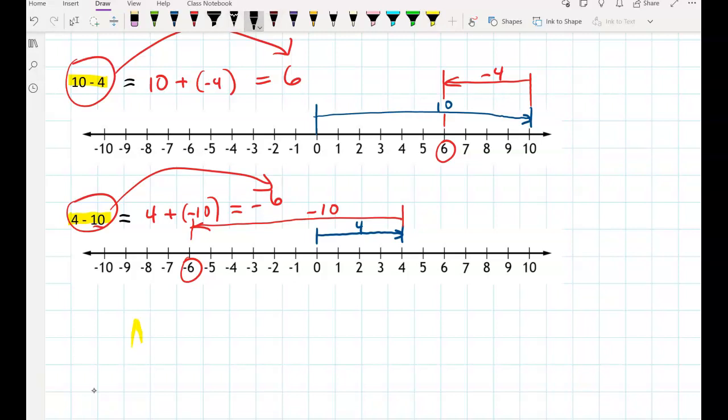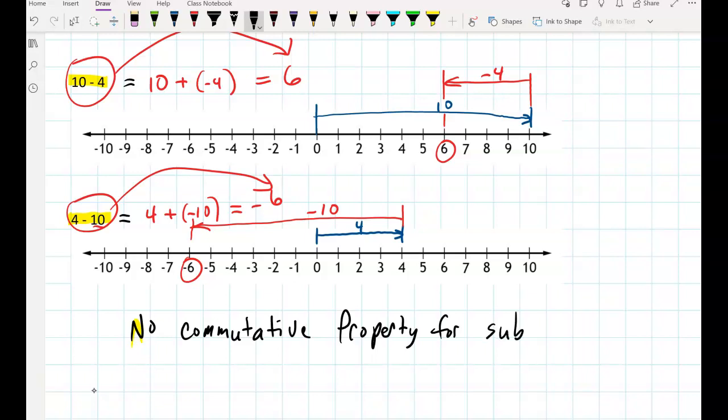There is no commutative property for subtraction. You cannot reverse the order of your numbers and get the same answer.